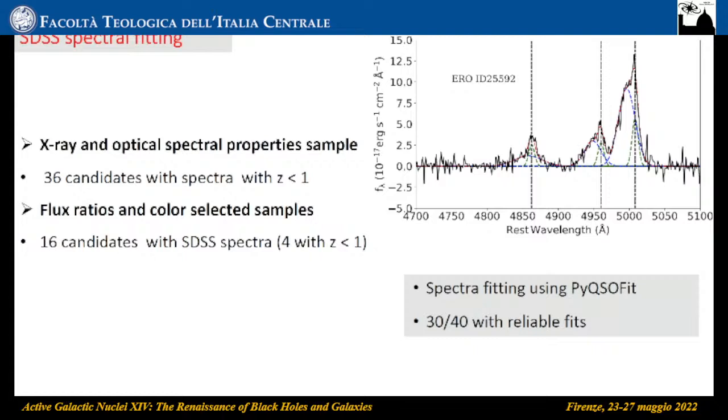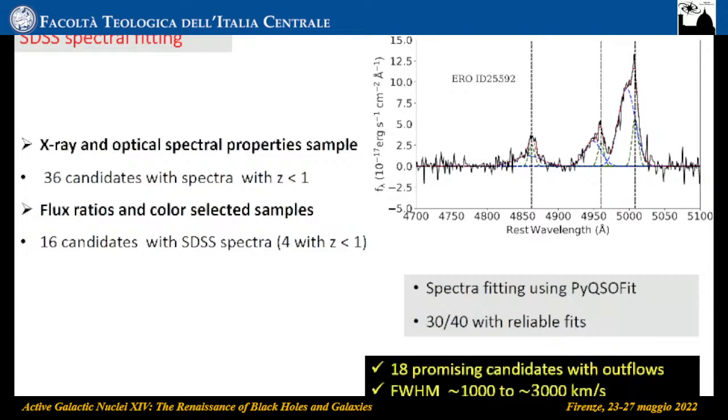And then we use the PyQSOFit, and this is one of our samples where you can see that we have the blue shifted broad component that is an indication of the outflow. So I should just mention that we did not do the fit for all the 40 candidates, but only 30 that had reliable fits. And of those 30, 18 are promising candidates with outflows, with the full width at half maximum ranging from 1,000 to 3,000 kilometers per second.